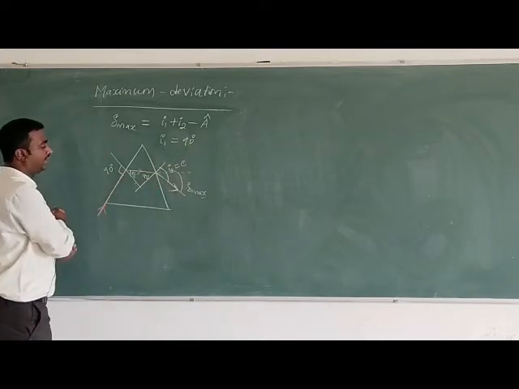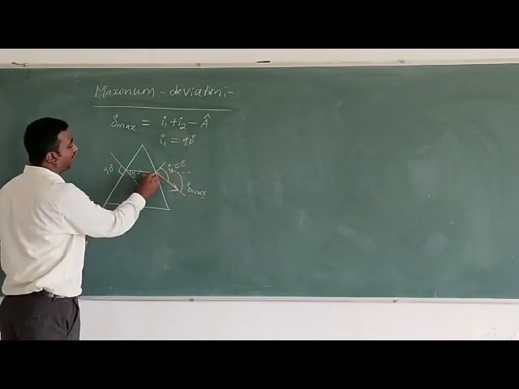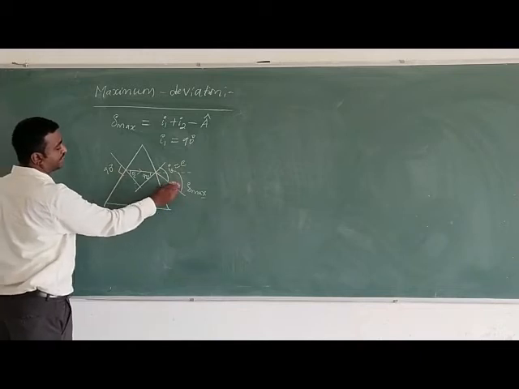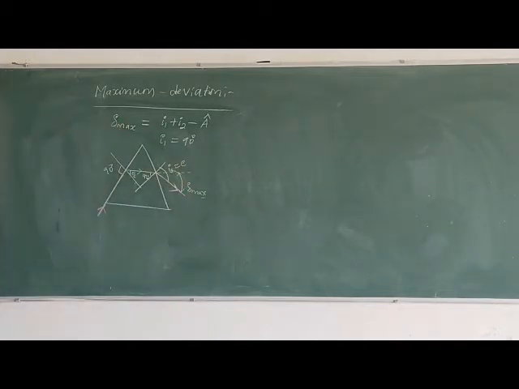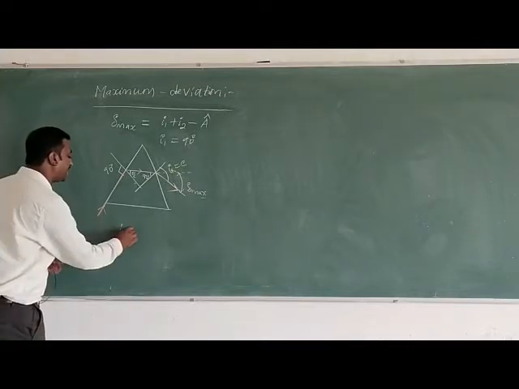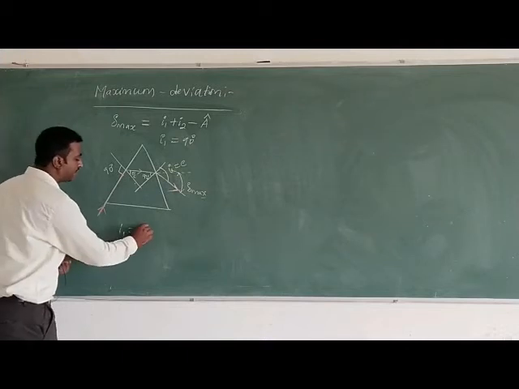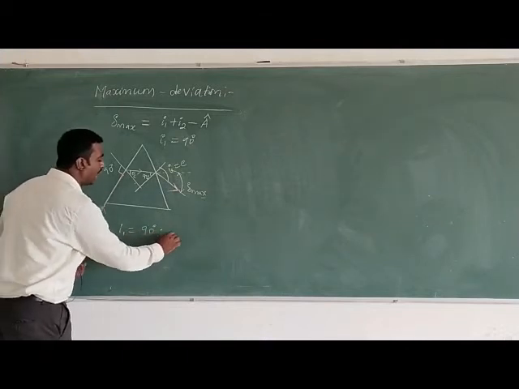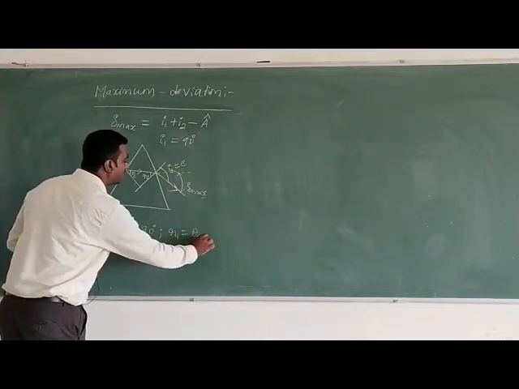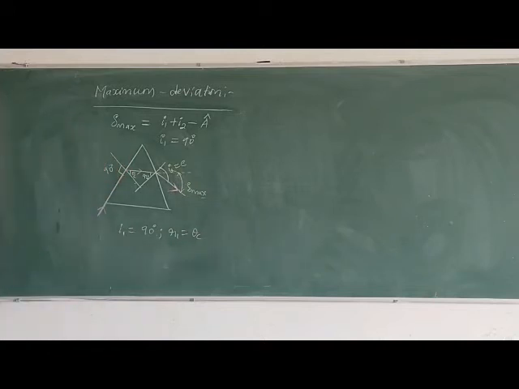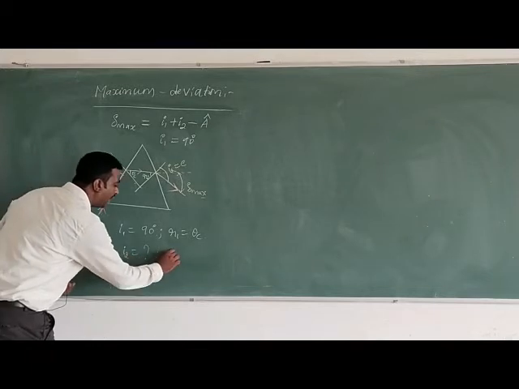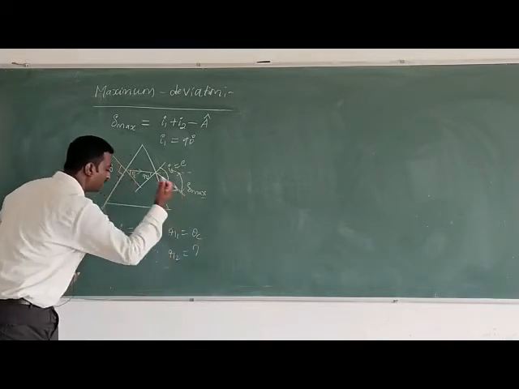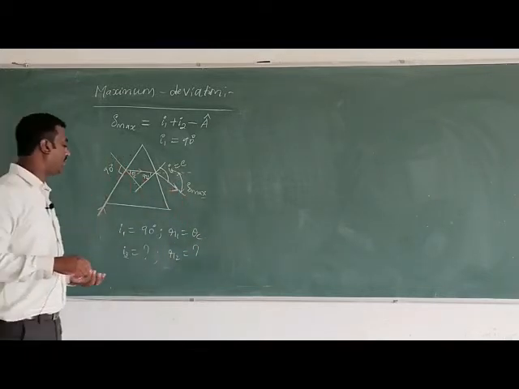The emergent light ray. Now our intention is to calculate the maximum deviation here. How much is the maximum deviation? That we need to find out in this case. Now for the given diagram, the angle of incidence I1 is equal to how much? 90 degrees, and R1 is equal to the critical angle, the corresponding angle theta c. Here we don't know the value of I2 and the value of R2. Now let us first find the R2 value.